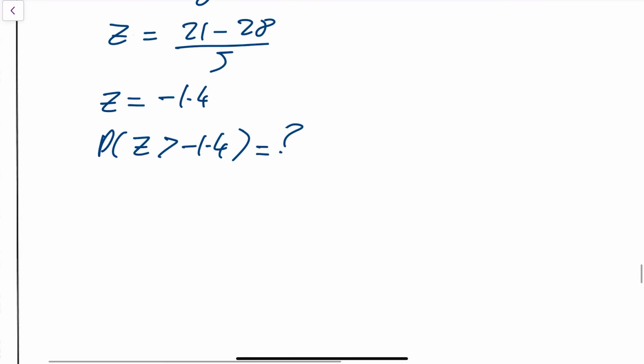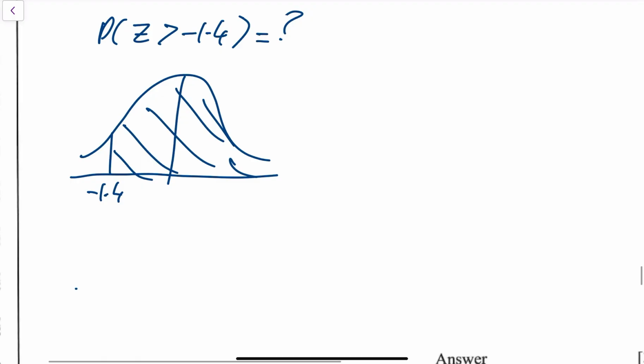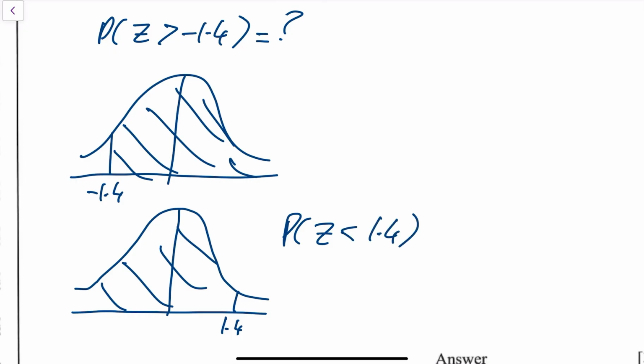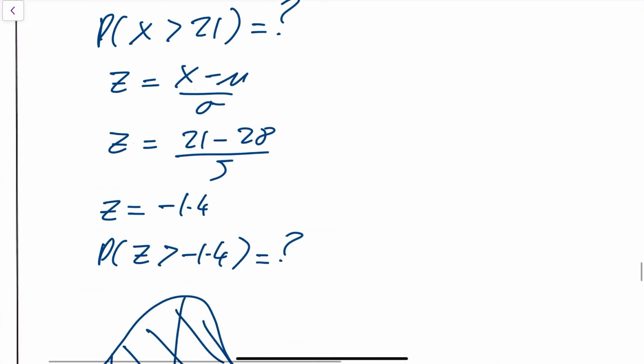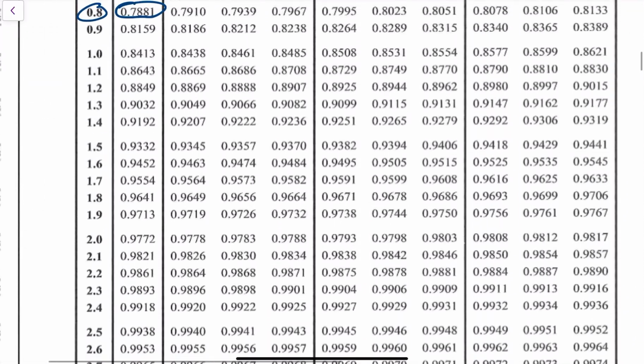Let's do our table, our sketch I should say. There's my curve. Minus 1.4 is here. And I want to find this shaded area. Now I can't do that, but by the nature of the normal distributed curve, by symmetry, I could flip that around. That's 1.4, and by symmetry, that is the same as the probability that z is less than 1.4. And we go to our tables, all the way back to the start.